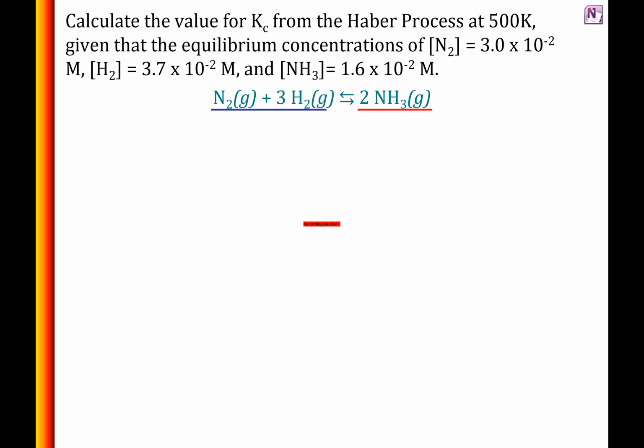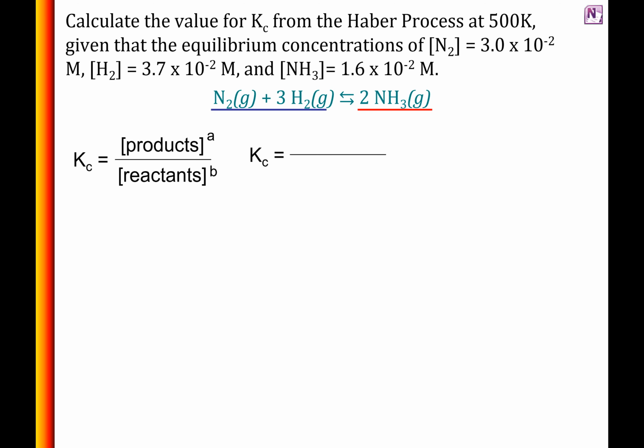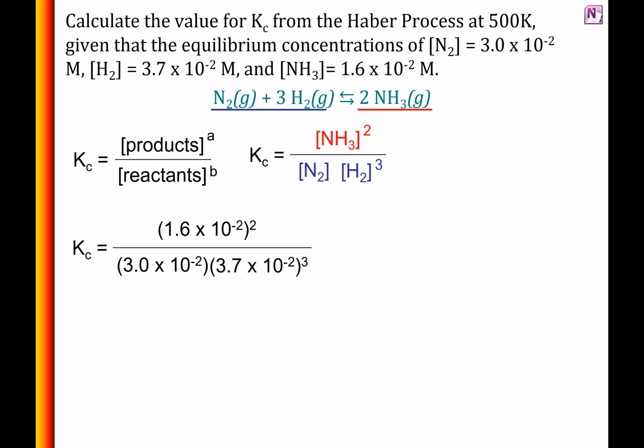Okay, so remember, first we need to write our equilibrium expression. We know we have to put our products over our reactants, so Kc is equal to products over reactants. In this case, our reactants are nitrogen and hydrogen, and you bring down the 3 as the coefficient of hydrogen. And then our product is just ammonia, and it's squared from the stoichiometric coefficient of ammonia in our reaction equation. So that's our Kc expression.